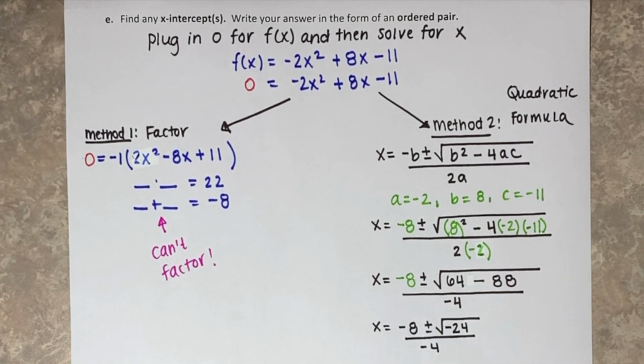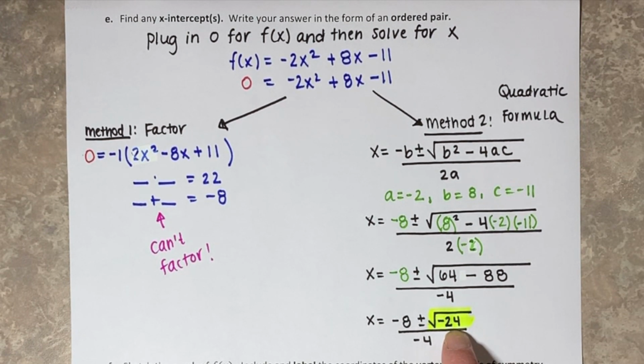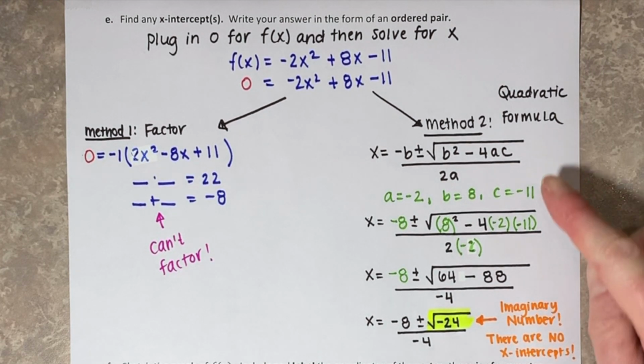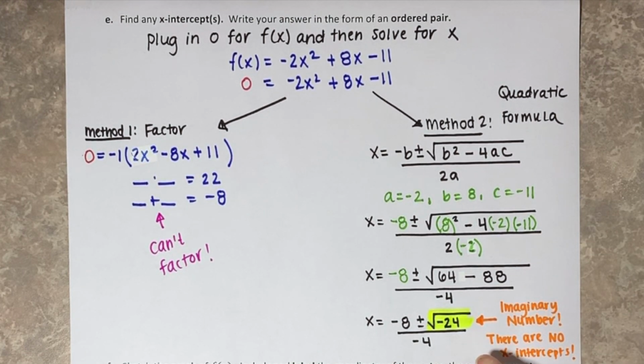Now let's look carefully at the radical. We have the square root of a negative number. We know that the square root of a negative number is not a real number, it's an imaginary number. So if you're looking for the x-intercepts and you end up with an imaginary number, that means that this function has no x-intercepts. So there's no need to continue solving this quadratic formula. We were just using it to find the x-intercepts, and since we got an imaginary number, we know there are no x-intercepts.